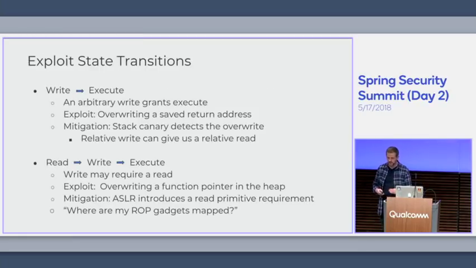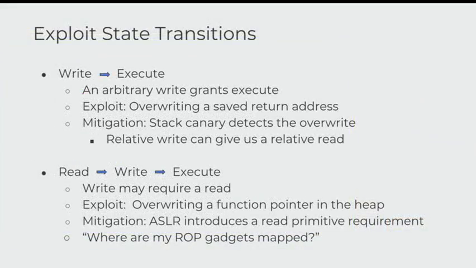So I mentioned that exploits introduce these unintended state transitions, right? Sometimes we want to go from write to execute. All we have is a write. We don't have an execute primitive. We have to turn that arbitrary write into an execute. A quintessential example of this is a basic stack overflow. We would normally overwrite a saved return address through our arbitrary linear write on the stack.